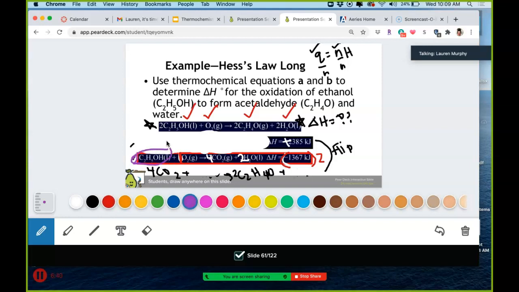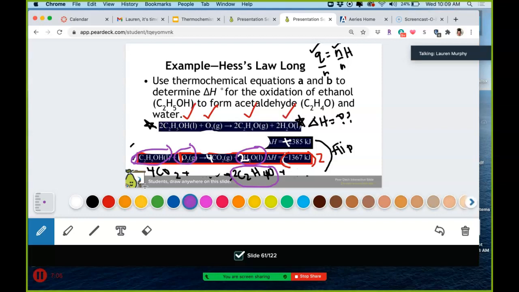2 ethanols are taken care of. 1 oxygen is taken care of. 2 waters are taken care of. 2 acetaldehydes are taken care of. And there is a little bit of an issue. I see carbon dioxide in both of these equations, and I don't see it in my overall reaction, which means we're going to cross our fingers that they cancel out.